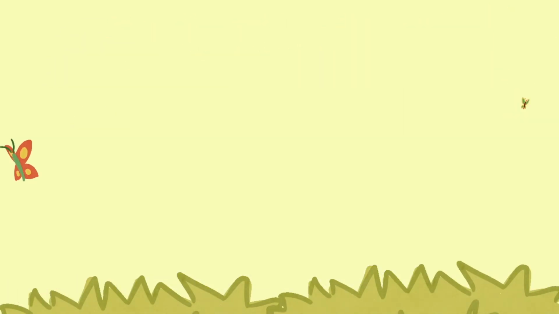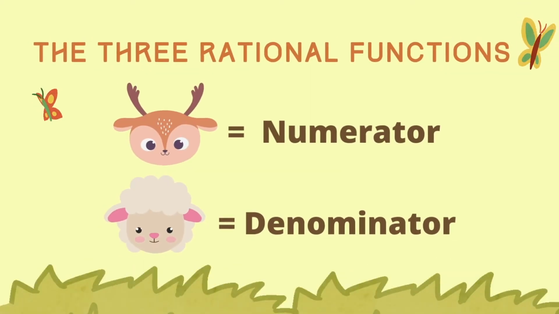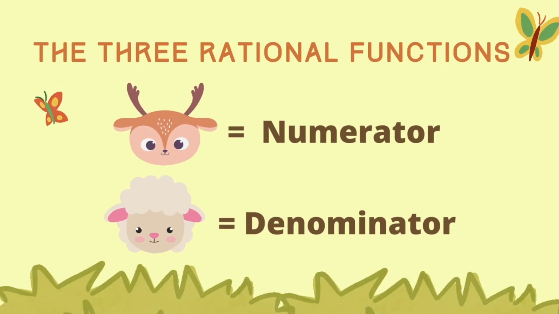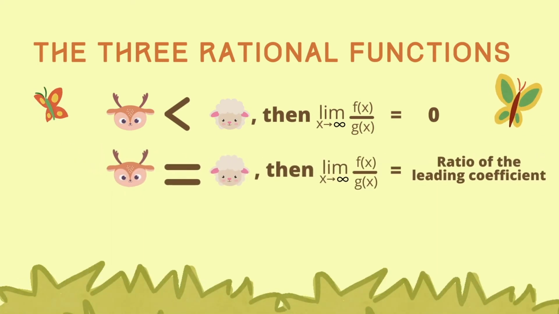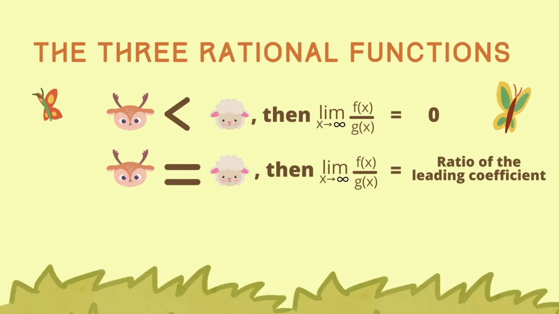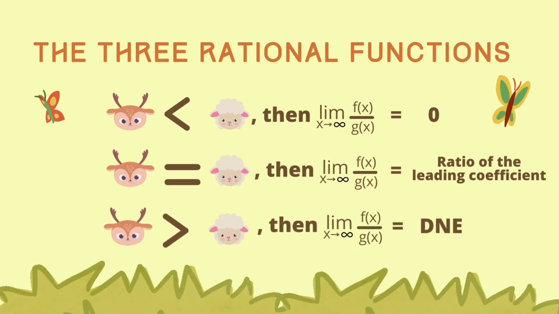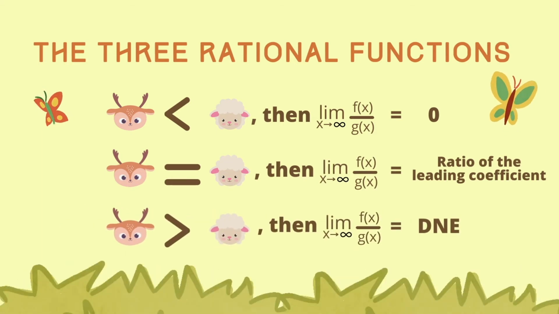Next, we're moving on to the calculations part of this topic. There are 3 occasions. The first one is when the degree of the numerator is less than the degree of the denominator, then the limit of the rational function is 0. The second one is if the degree of the numerator is equal to the degree of the denominator, then the limit of the rational function is the ratio of the leading coefficients. The third one is if the degree of the numerator is greater than the degree of the denominator, then the limit of the rational function does not exist.